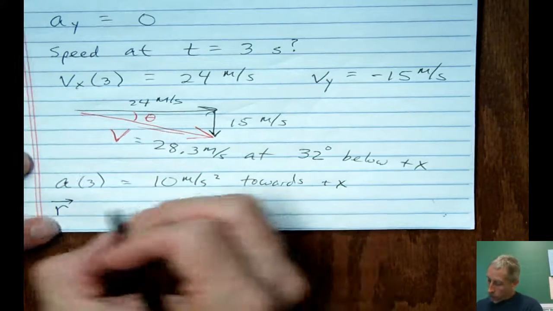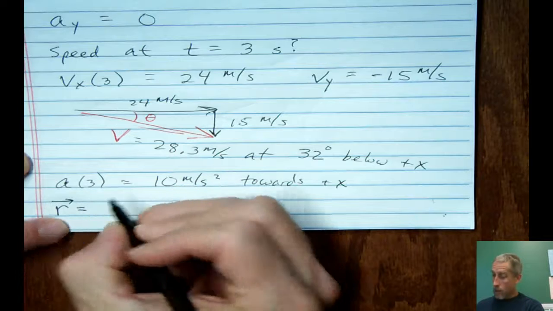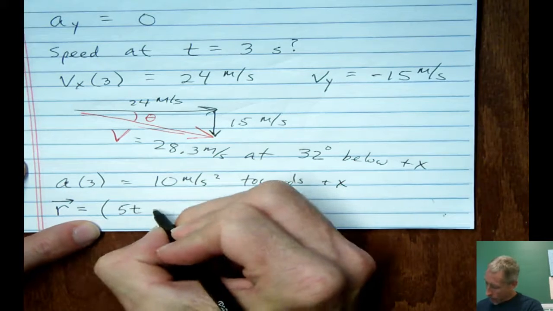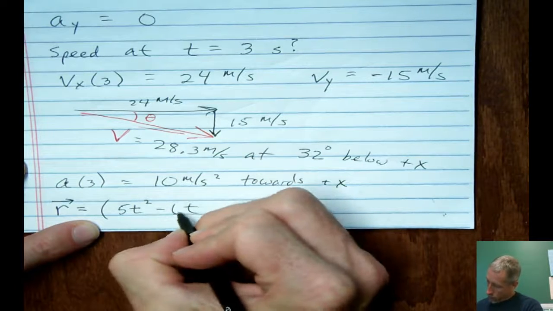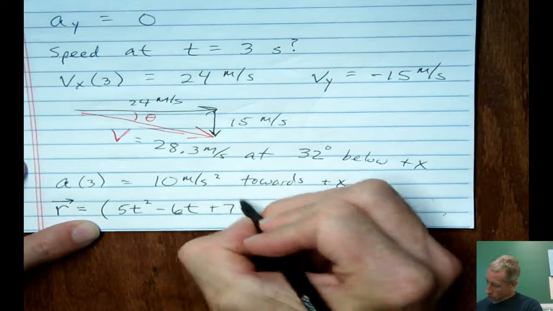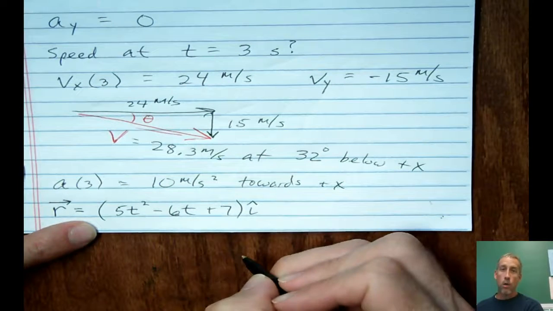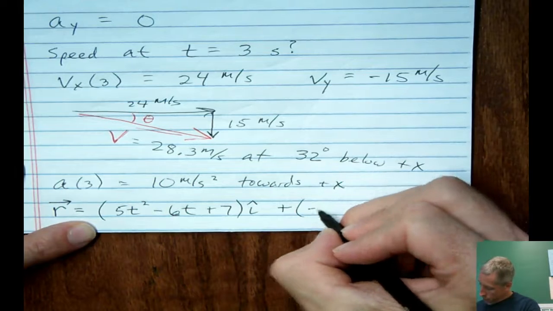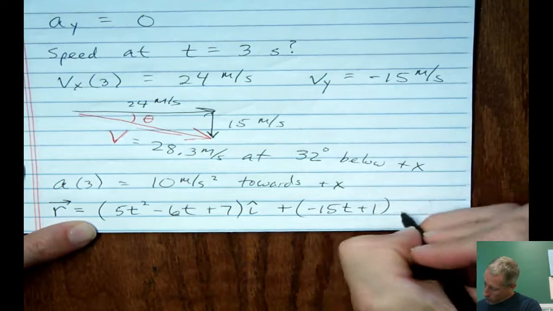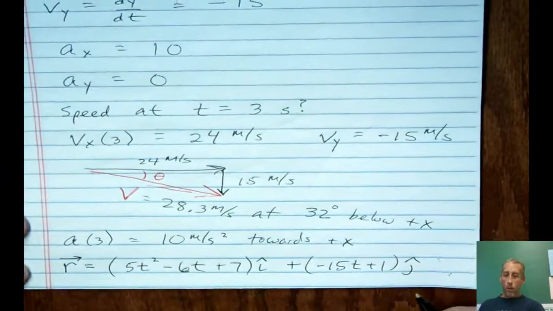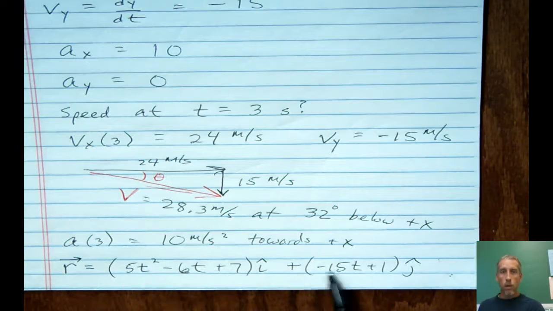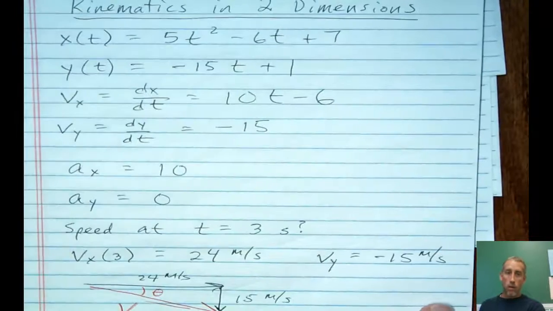So the r vector in this case has an x component and a y component. And so all we would do is copy down the function for the x coordinate, that's 5t squared minus 6t plus 7, and then we put the little i hat symbol on there to show that that's the x component. And then we would add in our vertical, negative 15t plus 1, and put j hat. So that might be how we describe the position function. And then from there you would do everything the same way. I just want you to be able to see how we would extract the horizontal and the vertical information so that you could do the rest of this.